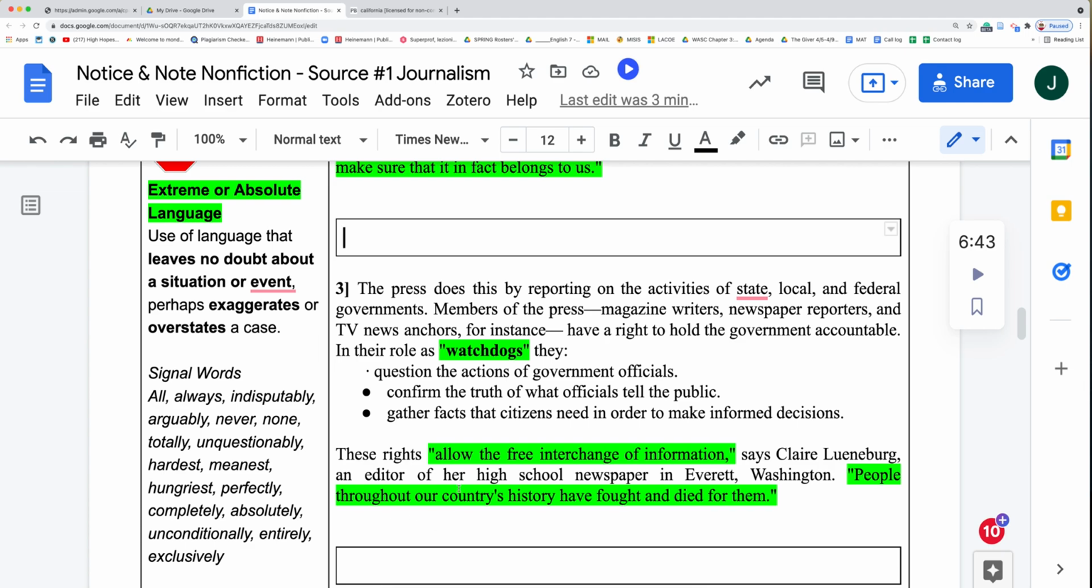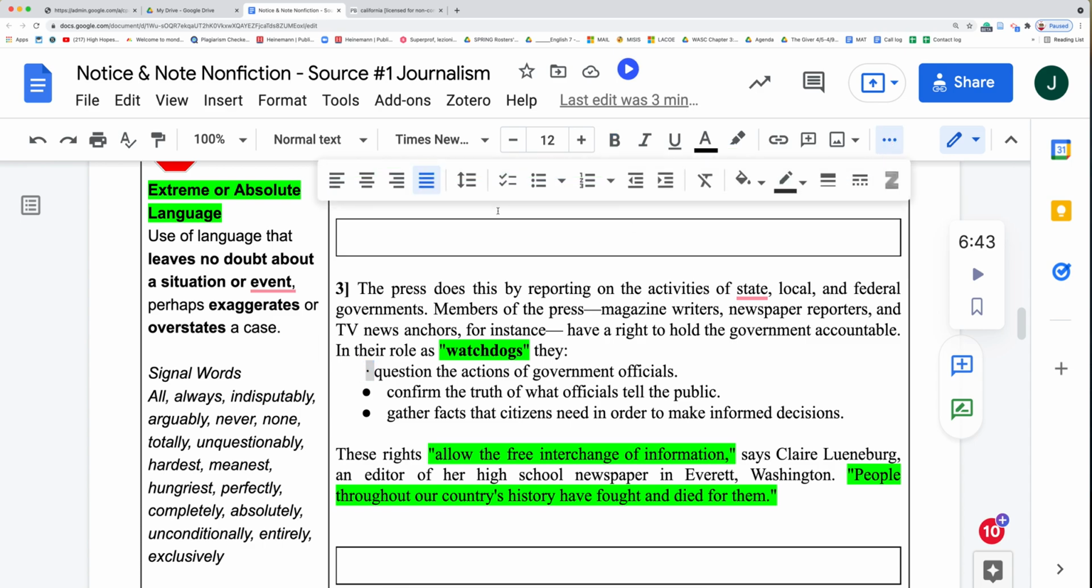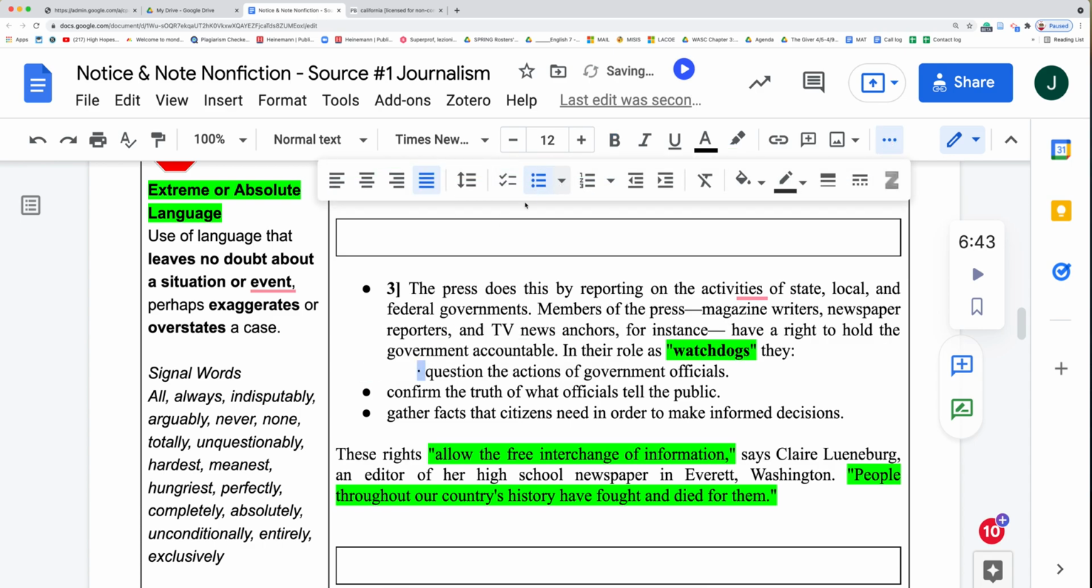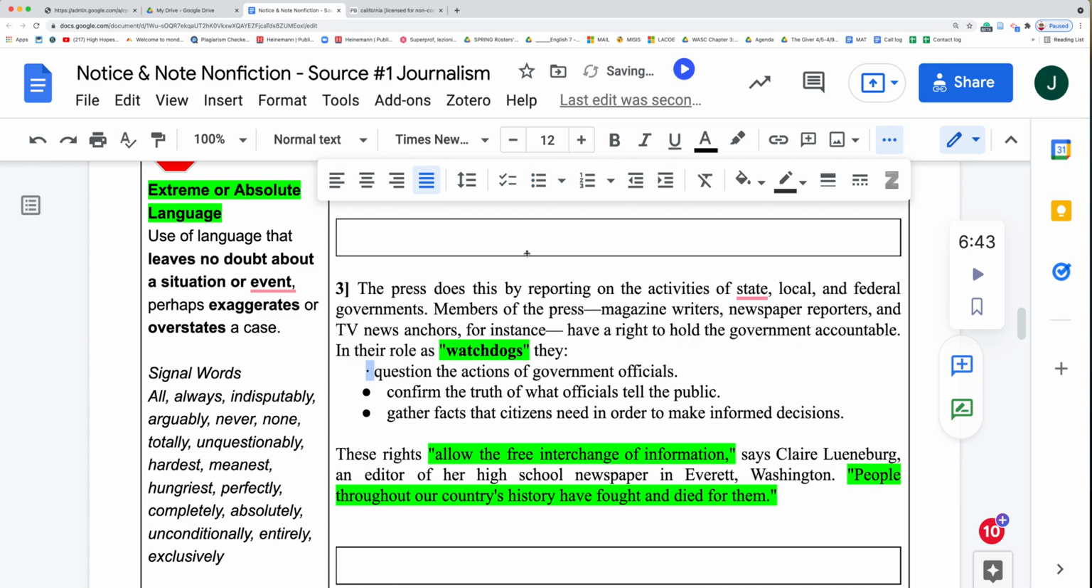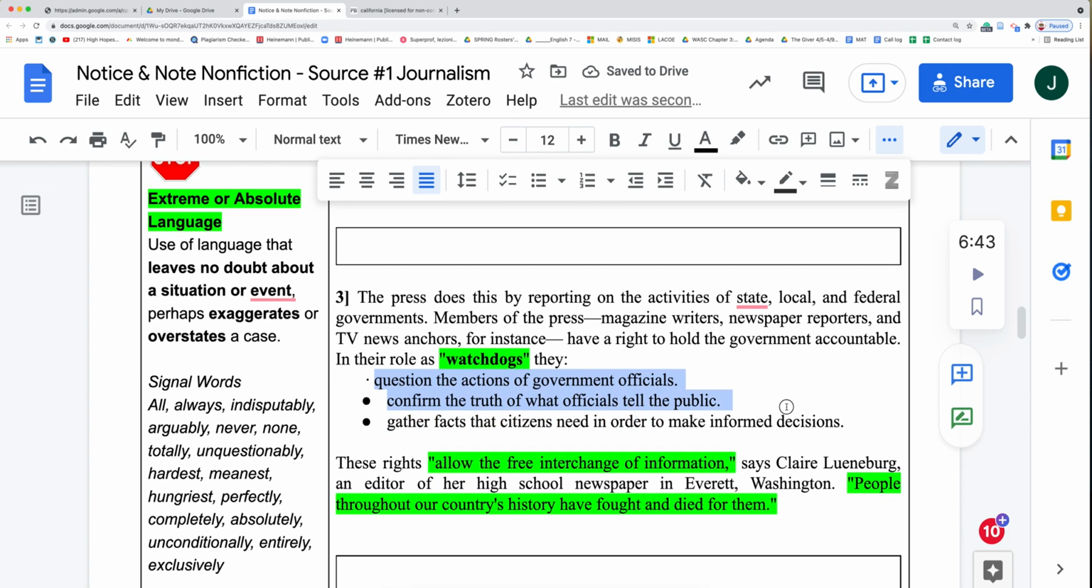This one I highlighted because of watchdogs, because it's what journalism represents according to this paragraph. So you have to know what that word means. If you don't, then you need to look it up. The other detail that I have is this. Whoa, that didn't work. Okay. These three items are things that journalism represents.